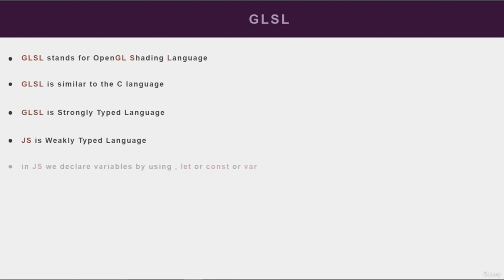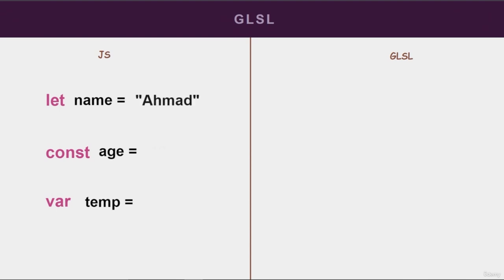The difference is that in JavaScript, we declare the variable using var, or let, or const. So to create a variable in JavaScript, first we choose one of the declarations, and then we give the variable a name, then we give the variable a value, and this value can be a string, or integer, or float. So the variables in JavaScript can contain any type of data, and the reason for that is that JavaScript is a weakly typed language.